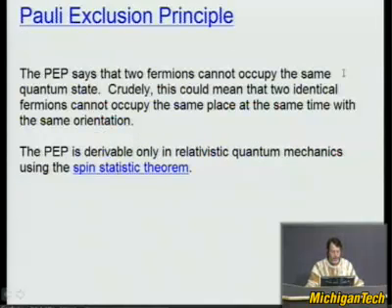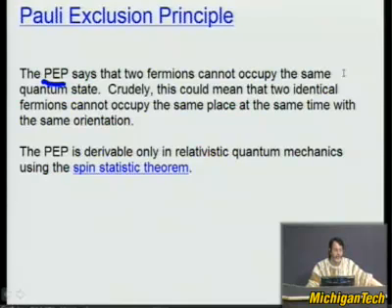So the Pauli exclusion principle conveniently collapsed says that two fermions, which are basically things that have, let's say, half spin or 3/2 spin in units of h bar, Planck's constant, cannot occupy the same quantum state.